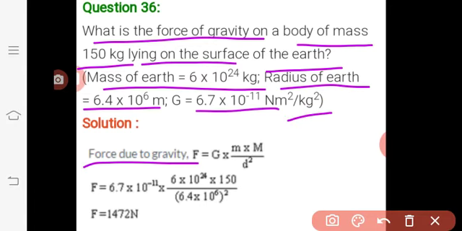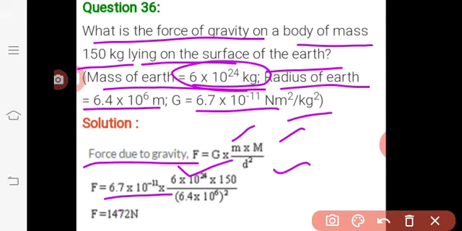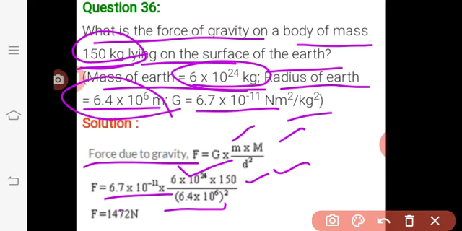To apply the force due to gravity, force is equal to G multiply small m into capital M divided by d square. G is 6.7 multiply 10 raised to power minus 11. Small m value is given, that is mass of earth 6 multiply 10 raised to power 24 kg, multiply by capital M, the mass of the body, that is 150 kg, divided by d square. D is the distance that is given. Distance is 6.4 multiply 10 raised to power 6, इसका स्क्वायर करेंगे बेटा. आफ्टर दैट दिस इज द आंसर 1472 न्यूटन. ओके.